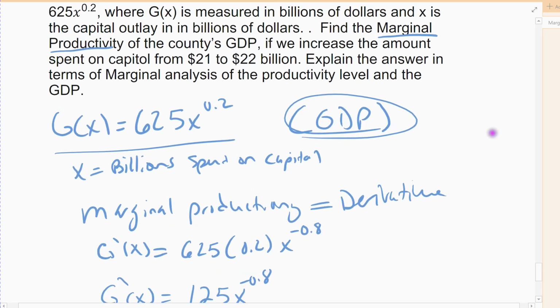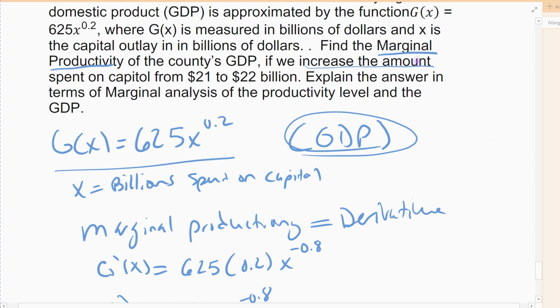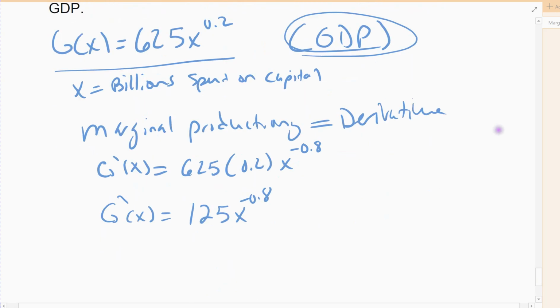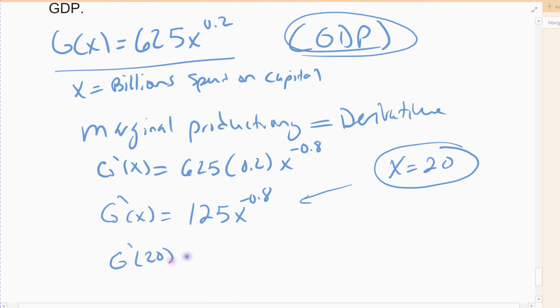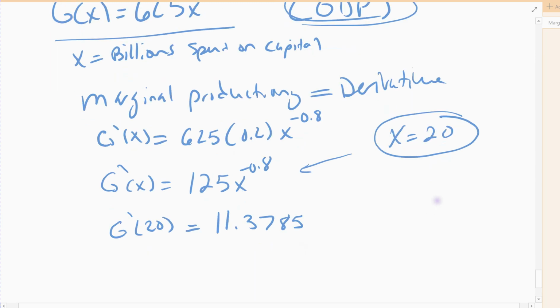We want to know what happens if we increase the amount spent on capital, which is the x value, from 21 billion to 22. So my 1 unit is actually a big unit. I'm going from spending 21 billion to 22 billion, but it's still a unit of 1. 1 represents 1 billion. And so my current x level is 20. That's what I plug in. I find my derivative at 20. So I take 125 times 20 raised to the negative 0.8. It comes out to 11.3785.